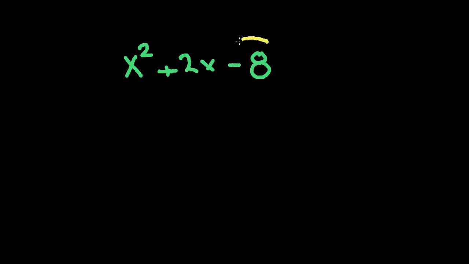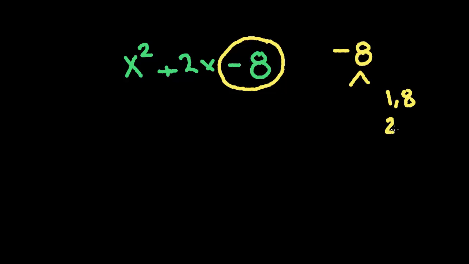So the first thing we want to do is circle the last number, the constant, the one without any x's attached to it, and write that over here as a -8. And then I draw a little tree underneath it, and I want to think of all the things that multiply together to give me 8. So if I think about it, I have 1 and 8 and 2 and 4. And you can think of these things in your head. You don't have to write them all out.